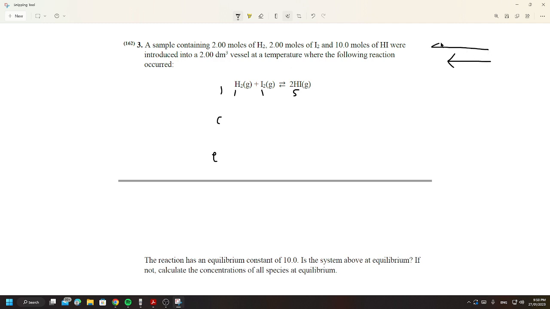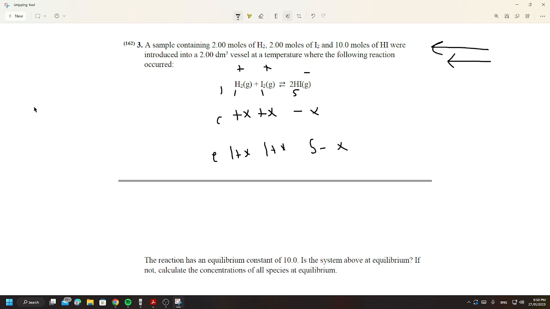Since the system is going to the left, the products are going to be consumed and the reactants are going to be produced. Therefore, it's plus X, plus X, and minus X. Now, we're going to join these two together, and for the equilibrium, it's going to be 1 plus X, and then 1 plus X, and then 5 minus X.